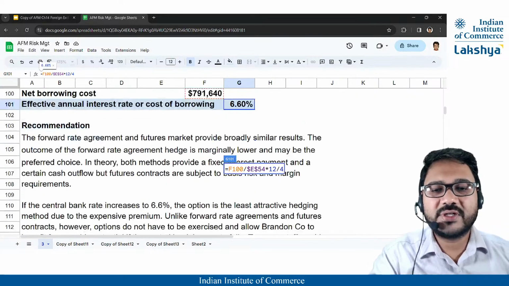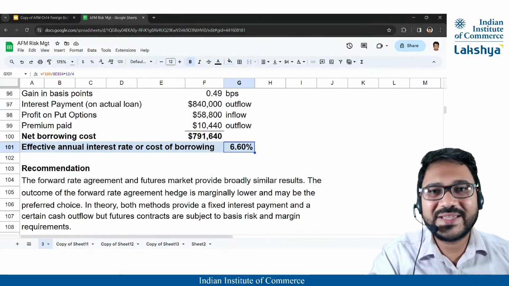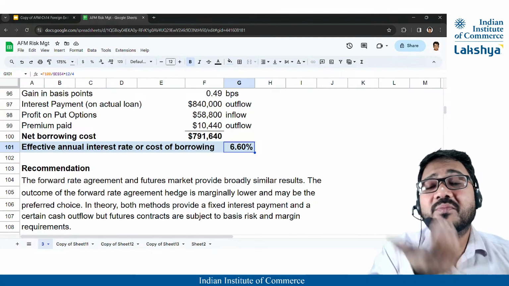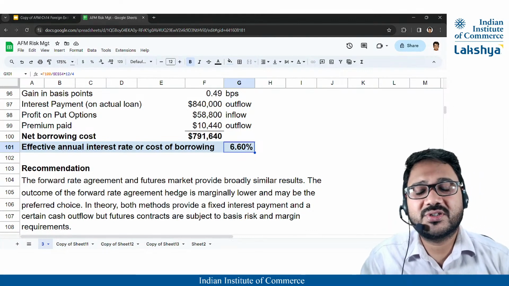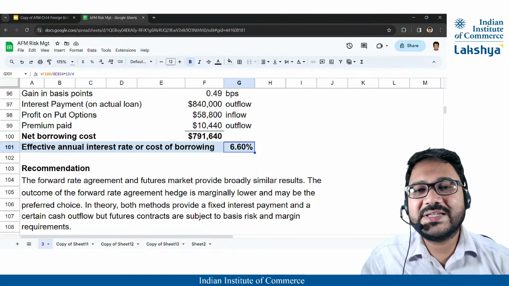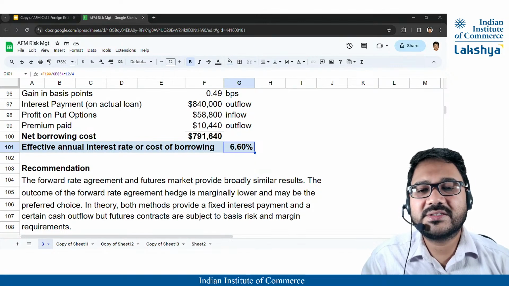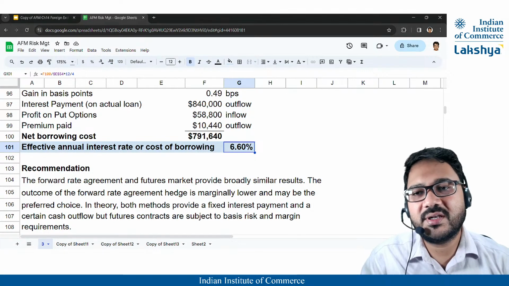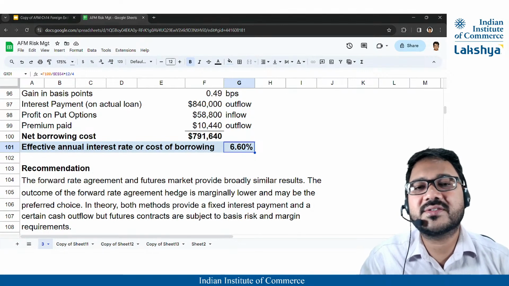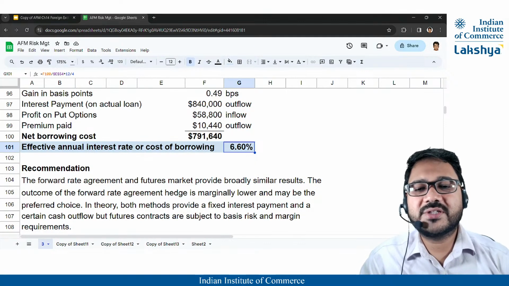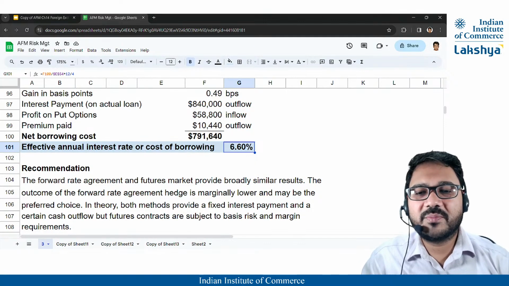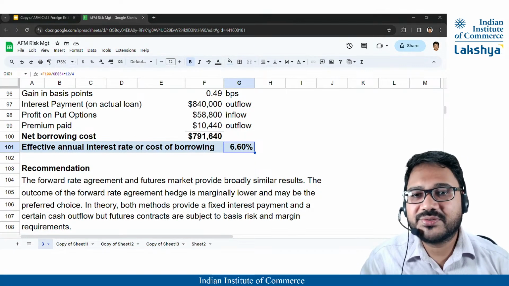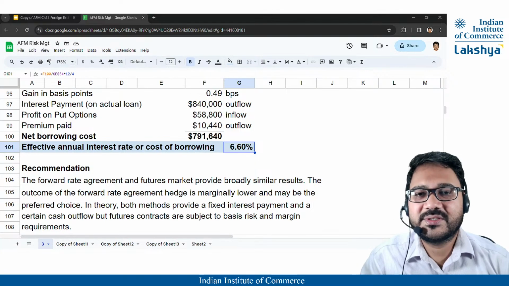Very simple question, to be honest. Very straightforward. There was nothing complicated in this question. And this is how most of your risk management questions are. I don't know what the stigma is that students have against risk management, but they typically are very, very simple questions, usually straightforward without a lot of complications. So you should be very happy looking at a risk management question, because you just have to follow steps.